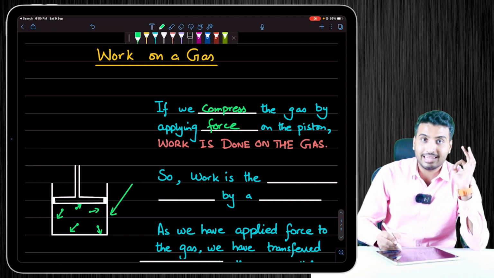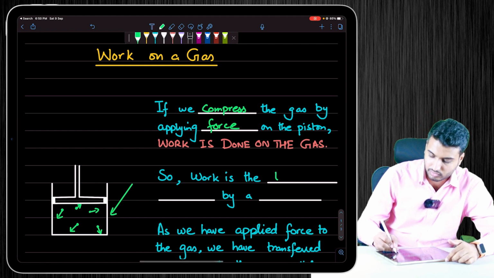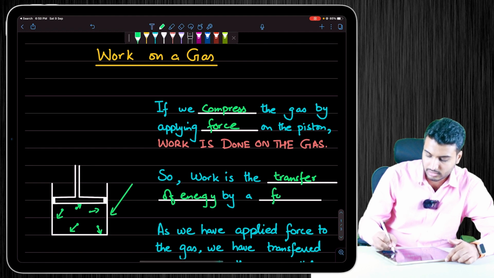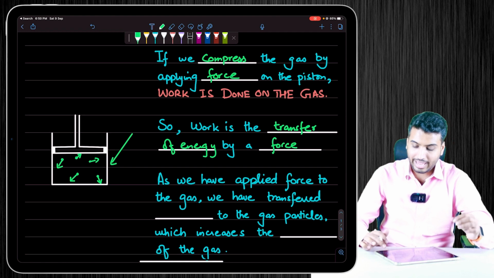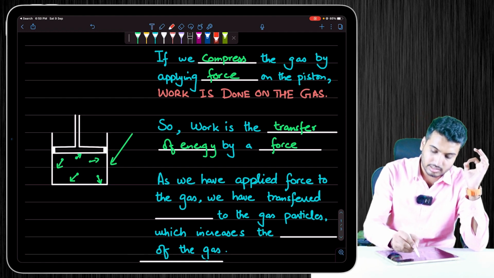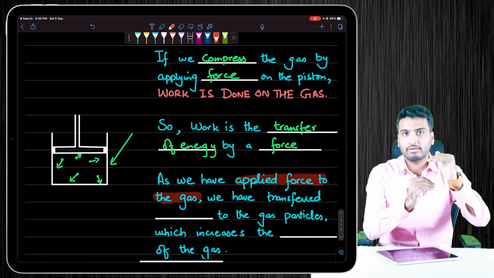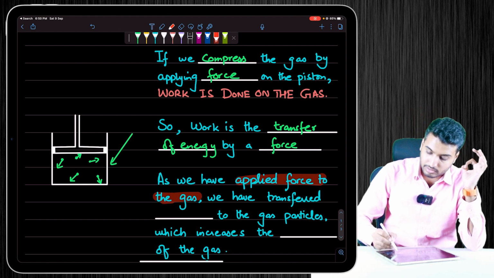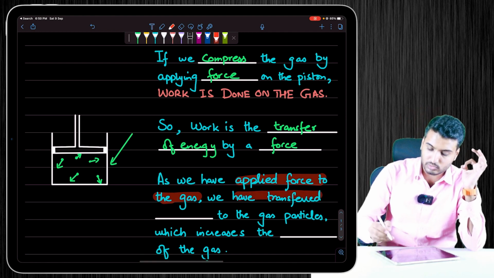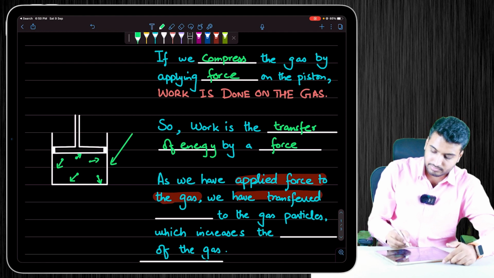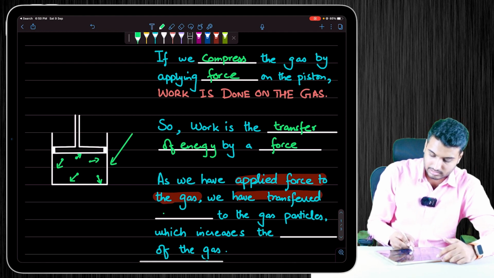So work is basically the transfer of energy by a force. As we have applied force to the gas, what happens? We have transferred energy to the gas particles. So when we apply force to the gas, we have transferred energy to the gas particles.